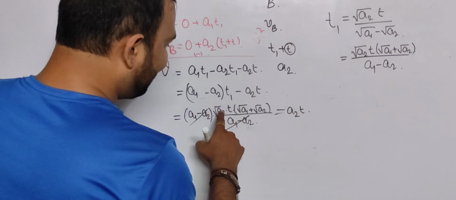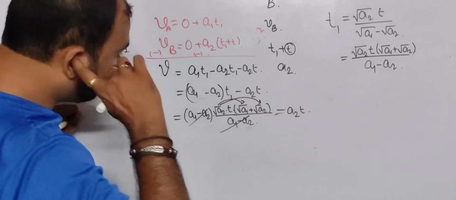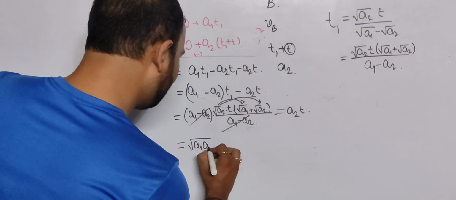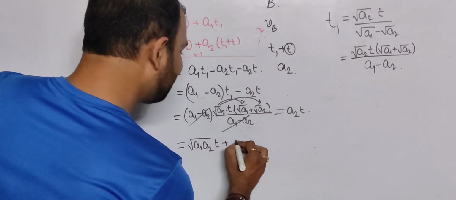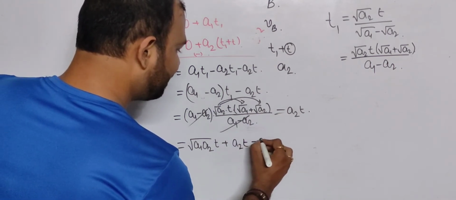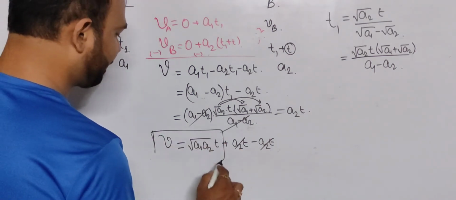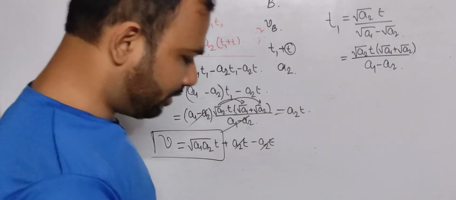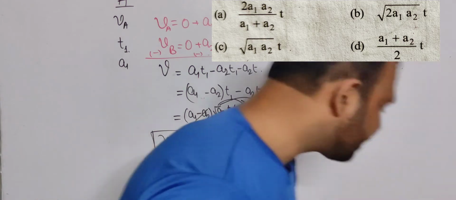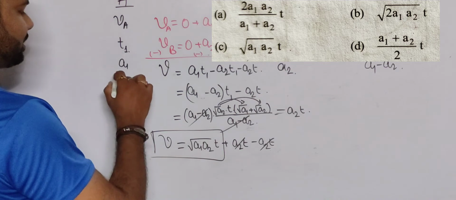If we multiply this portion with that, what do we get? Root over a1 a2 t plus a2 t minus a2 t, the a2 t cancels out. V is equal to root over a1 a2 into t. The correct option is option number B. No, option number C. Option number C is the correct option.